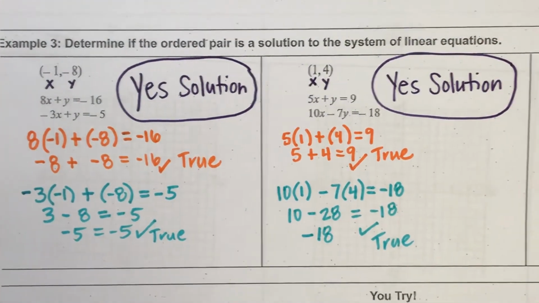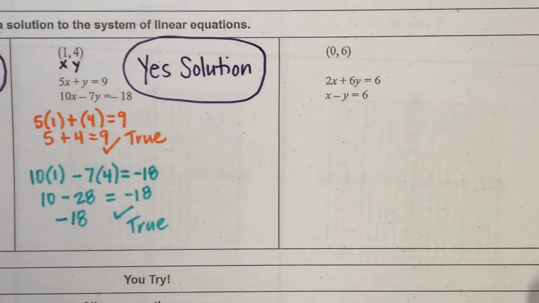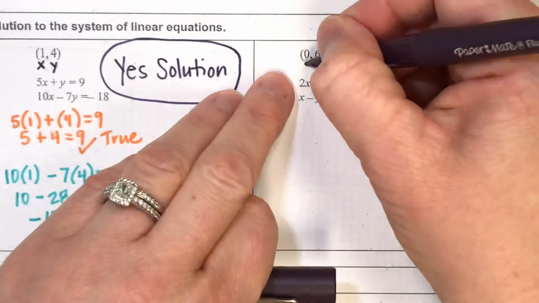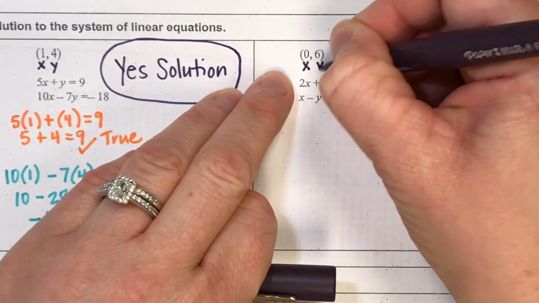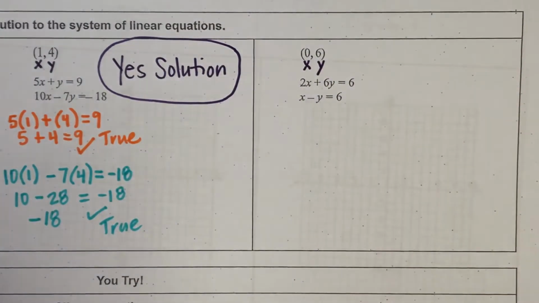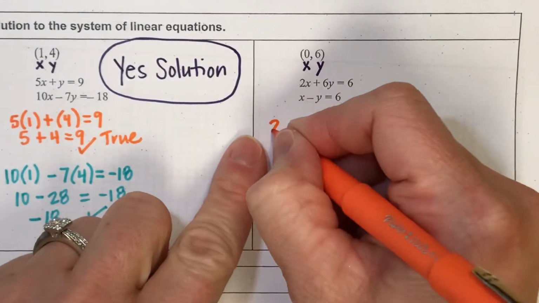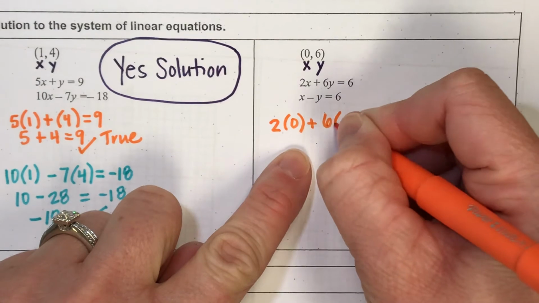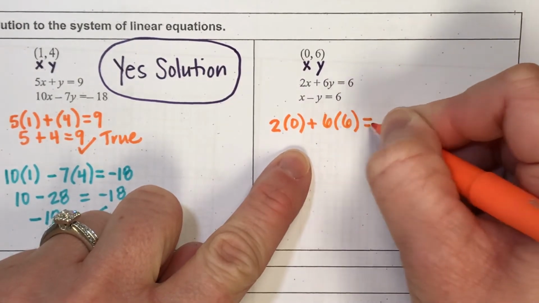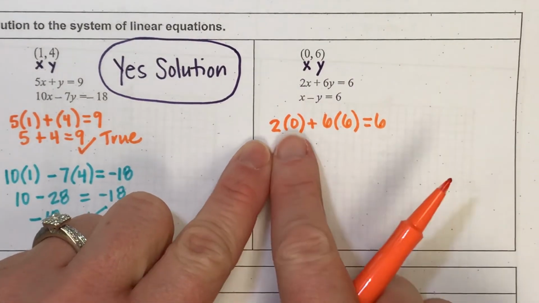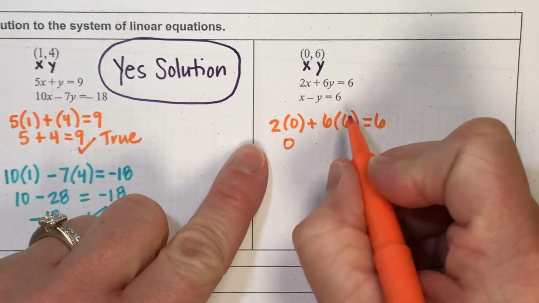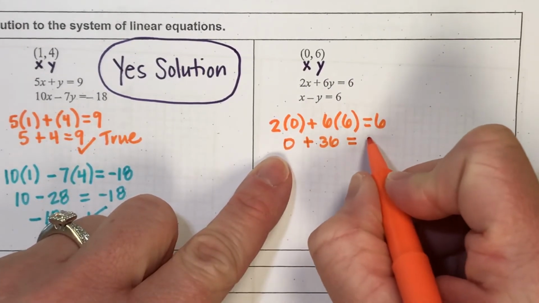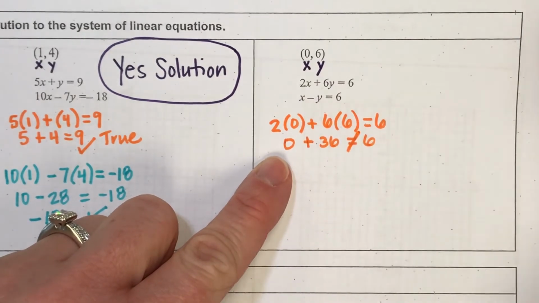Maybe we won't get a solution this time. Who knows? Let's check it out. So for this example here, 0 for your x value and 6 for the y value. Go ahead and just sub it in. My first equation is 2x, or 2 times 0, plus 6y, or 6 times 6. Is that going to get me +6? Well, 2 times 0 is 0. 6 times 6 is 36. And 36, no, that is not the same as 6.